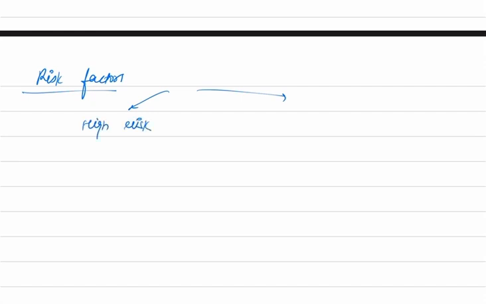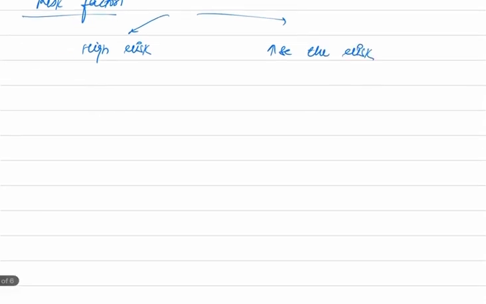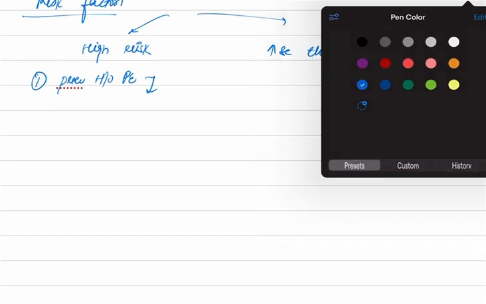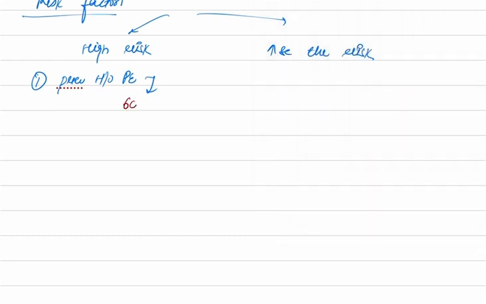So basically, what are the risk factors for preeclampsia? Risk factors of preeclampsia can be divided into the factors which are high risk and factors which only increase the risk. High risk for preeclampsia is if there is a previous history of preeclampsia in a previous pregnancy, then it will increase the risk of preeclampsia in the present pregnancy by 60 to 70%. This is important, we should remember.